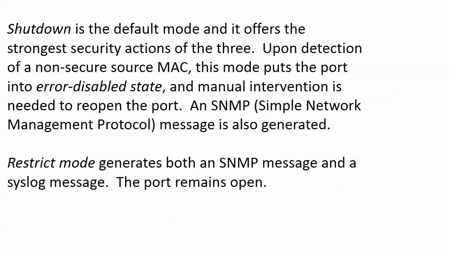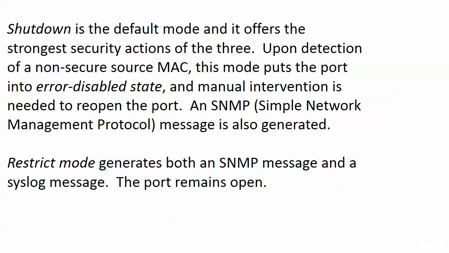Now, we saw that under security action in the previous video under show port security. And remember I was telling you, don't confuse that with an action that's already been taken. But shutdown is our default mode, and this is the strongest security level of the three. Because when a non-secure source MAC comes in, this mode puts the port into what we call error disabled state, or often called just error disabled state. Just drop the "or" there. And manual intervention is needed to reopen the port.